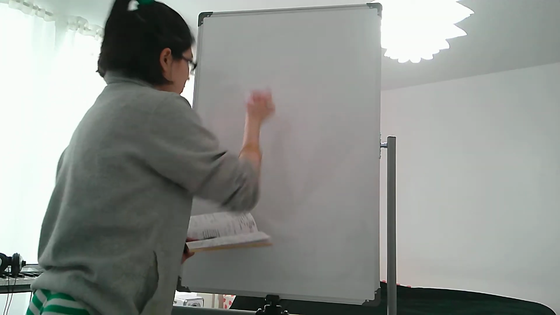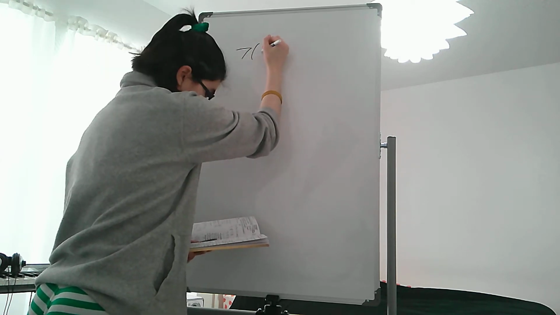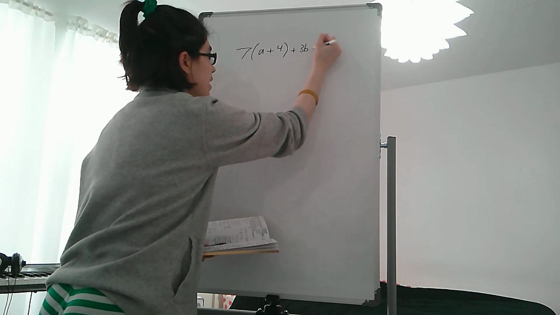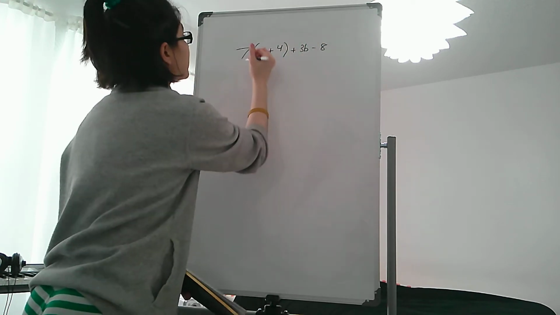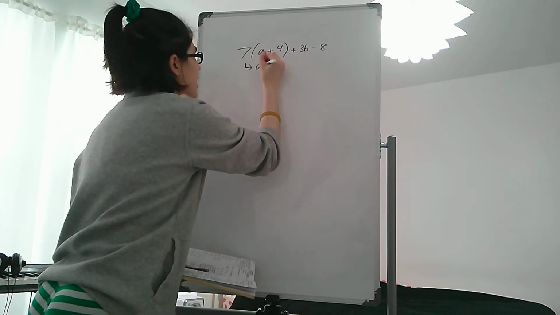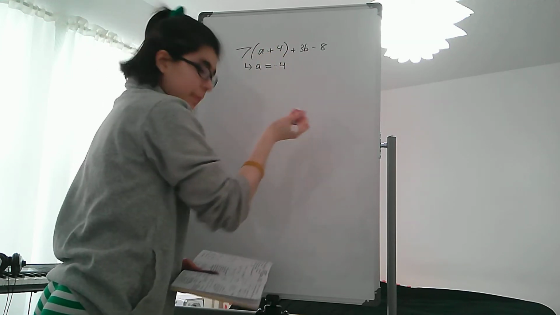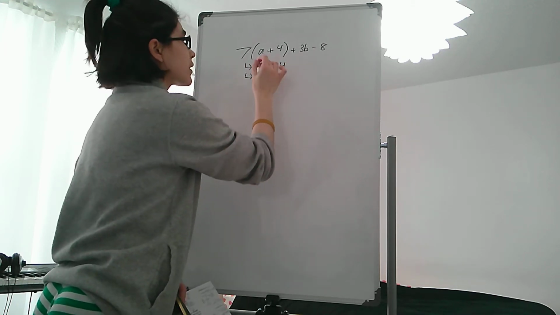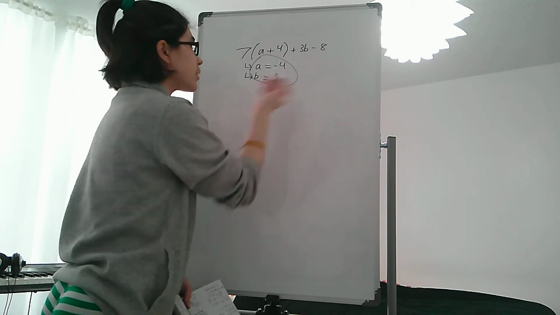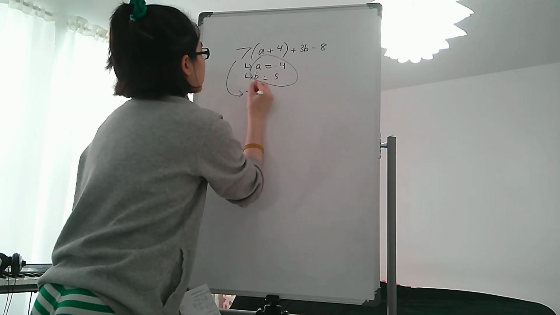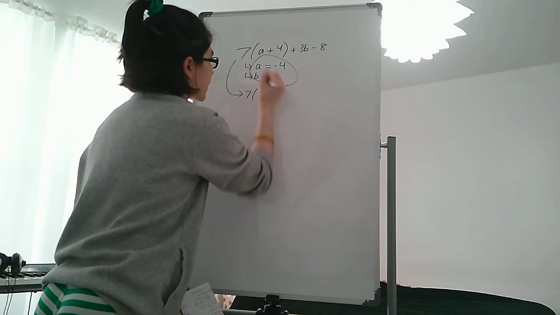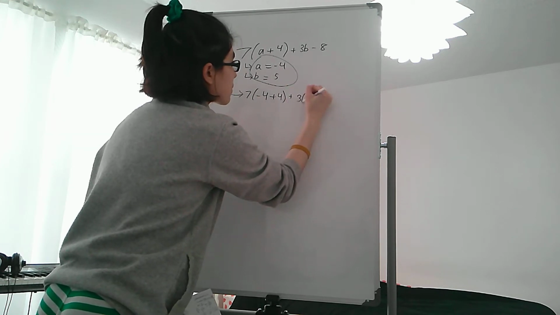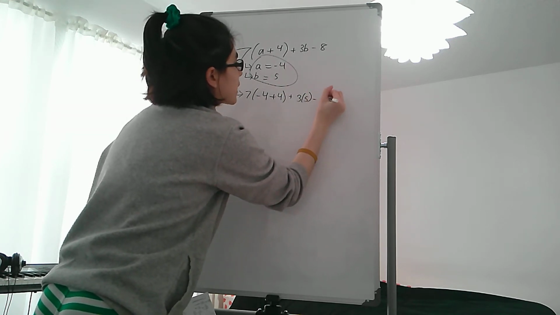This is the first example. So we've got 7 times the quantity A plus 4 plus 3B minus A. So that looks like a bit, but let's say we know that A equals -4 and B equals 5. Okay, so we are given the values for these variables. We can just plug them in. So we get 7 times -4 plus 4 plus 3 times B, B is 5, minus 8.